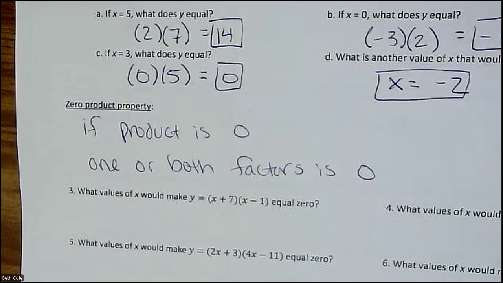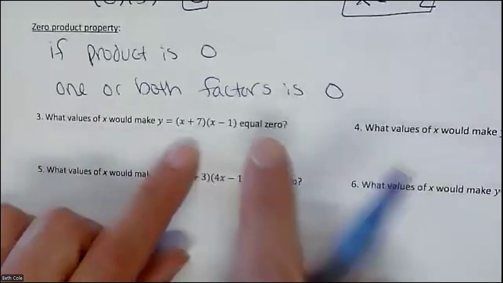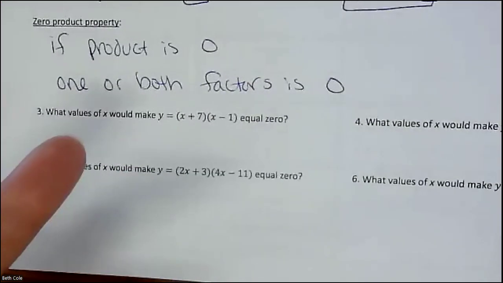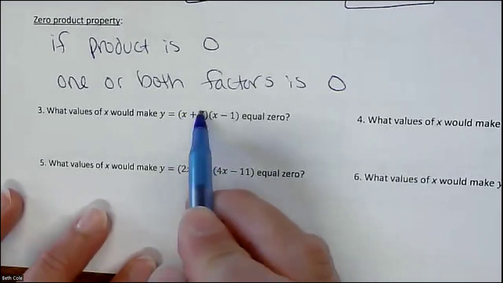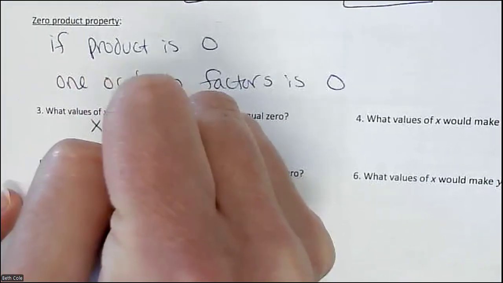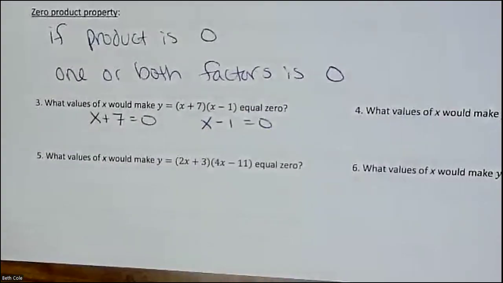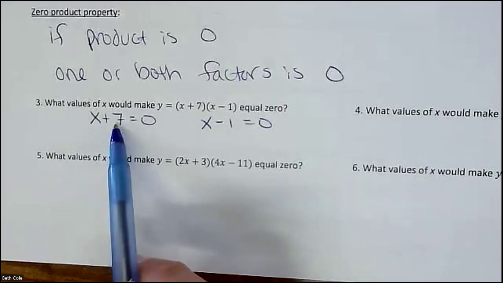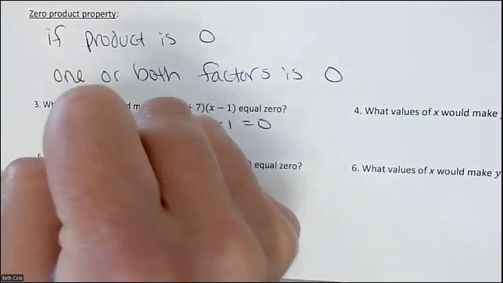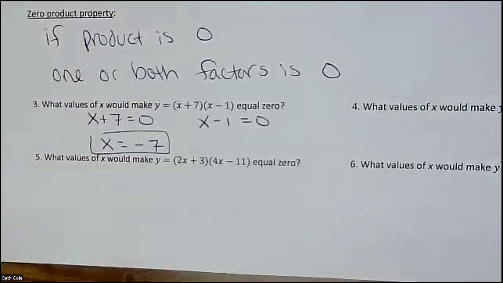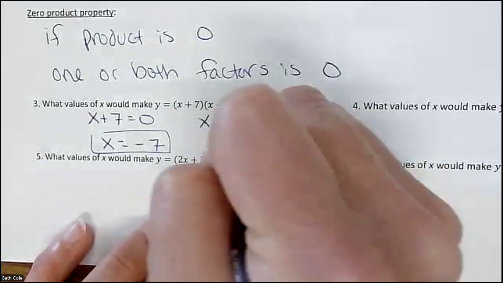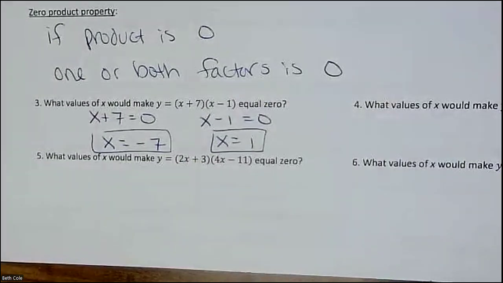It's really not that complicated, guys. So we're going to try a couple of them right here. 3, 4, 5, and 6. What values of x would make this 0? There's 2 answers. You're going to take the first factor, that x plus 7, set it equal to 0. And you're going to take the other factor, x minus 1, and set it equal to 0. And then figure out what those are. So what would this one be? Good. Negative 7 is one of them. And positive 1. Good job. Don't talk over me.